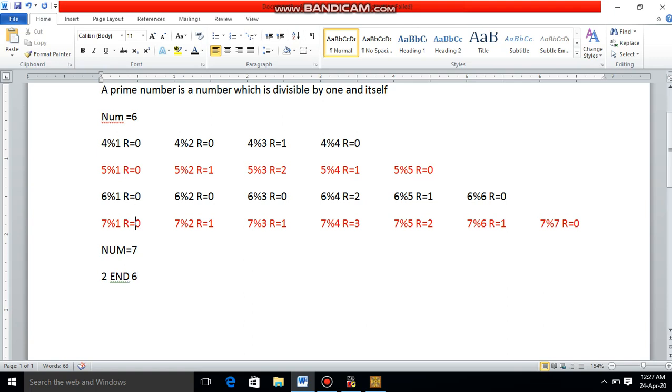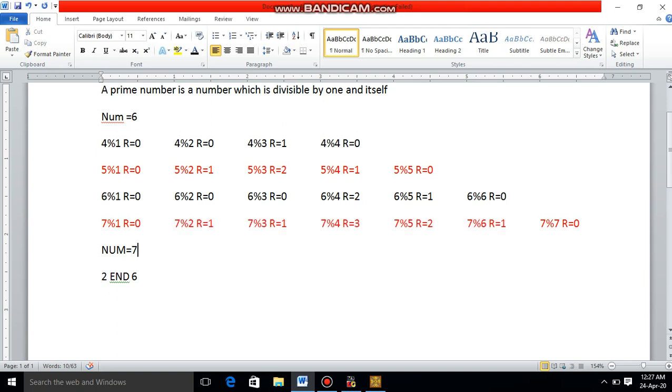What happens here? We can see it pictorially. There exists a remainder. Here I got a remainder 1. Here also 1. Here I got a remainder 3. Here I got a remainder 2. And here I got a remainder 1. So always there exists a remainder. So this number is a prime number.